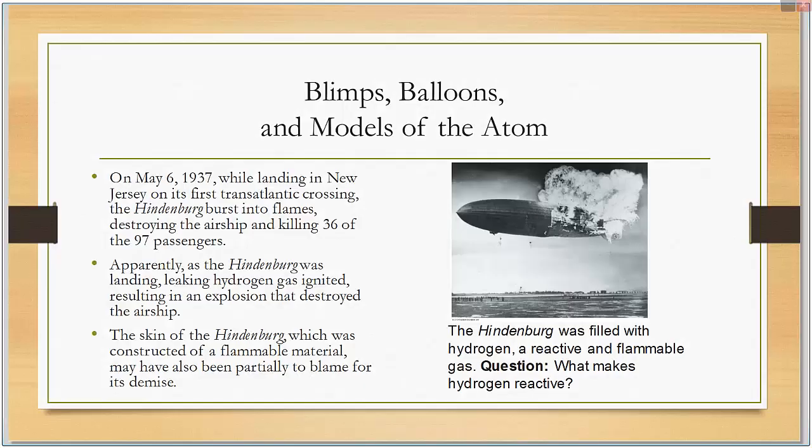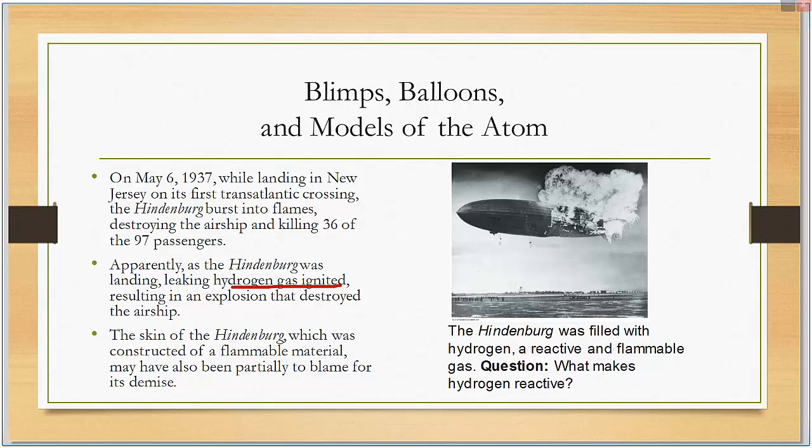Alright, so back in 1937, there was a huge explosion with the Hindenburg, where a third of the passengers died. It turns out that hydrogen gas was ignited, and the hydrogen gas was so light that it allowed the airship to lift up into the air. And hydrogen is actually extremely explosive. And so as it started to land, something ignited and it caught on fire.